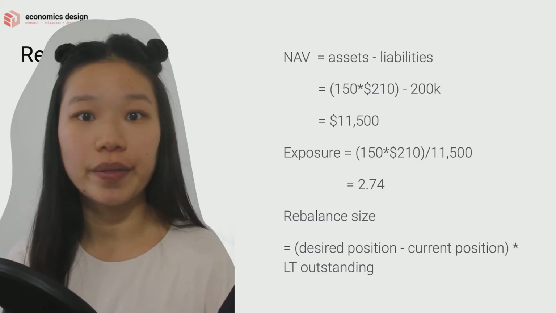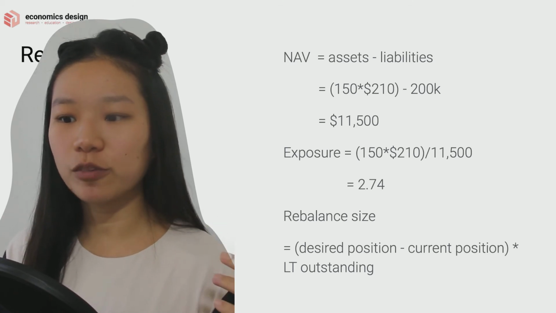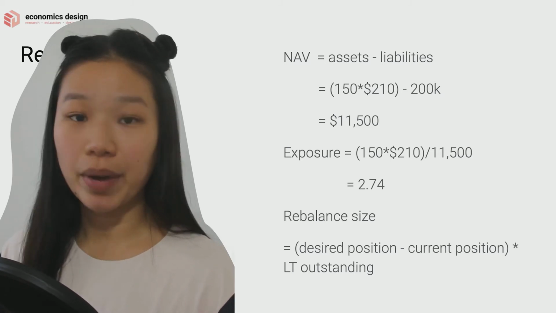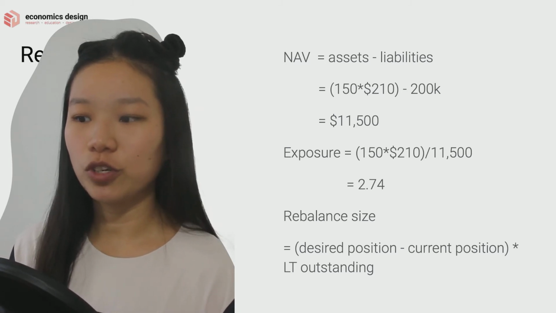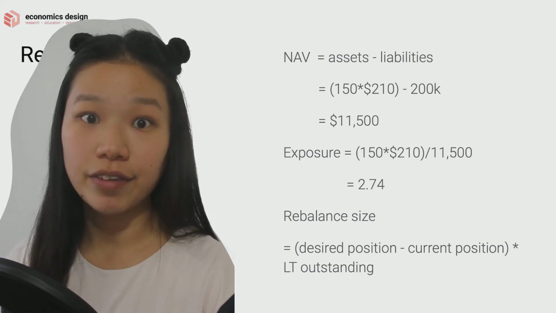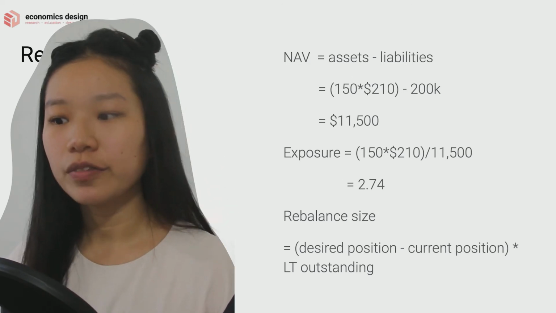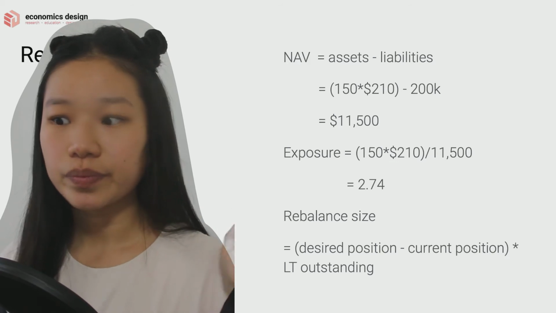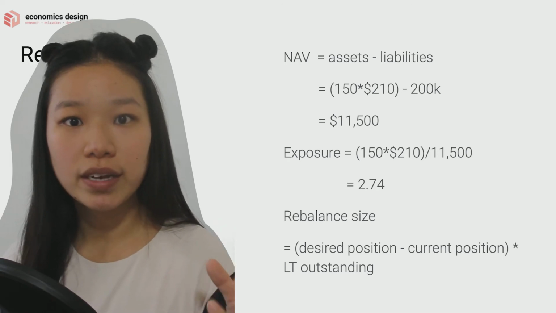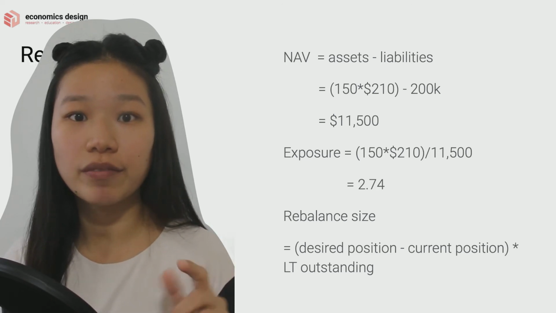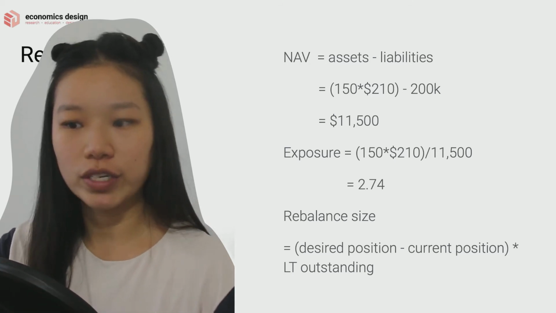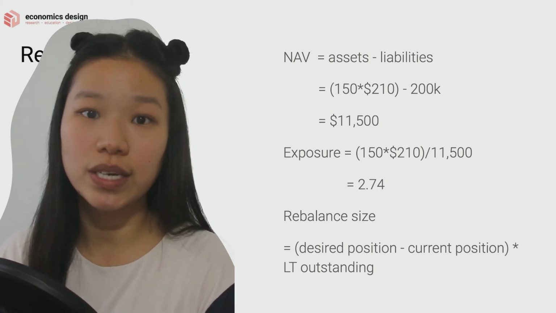Now, what is your exposure then? Remember, we always want 3 times. To get exposure, it is your ETH trading or your assets, divided by your net asset value. So your exposure will be, again, 150 ETH times $210, divided by your net asset value, which is $11,500, and you will get about 2.739. So that's about 2.74 exposure. What does that mean? Remember, we want a leverage exposure of 3 times, and now we're only getting 2.74 times. That means we need to rebalance this entire portfolio, or your entire holding, so that it gives you your 3 times leverage again.